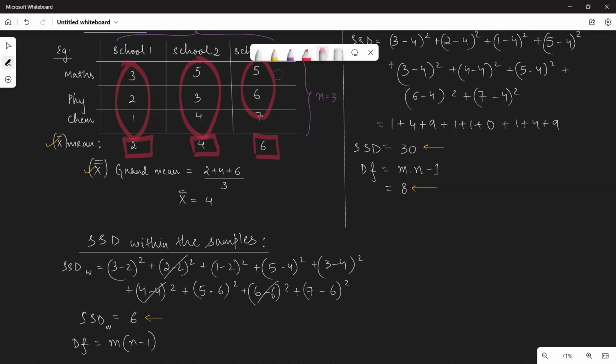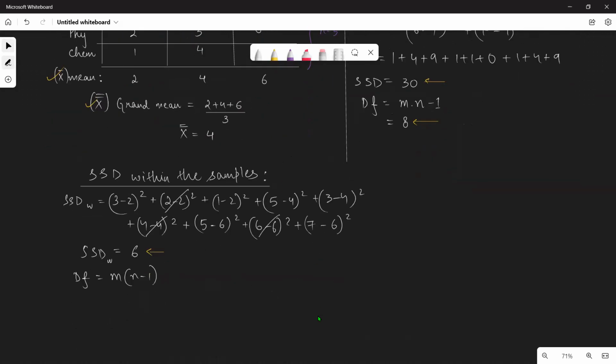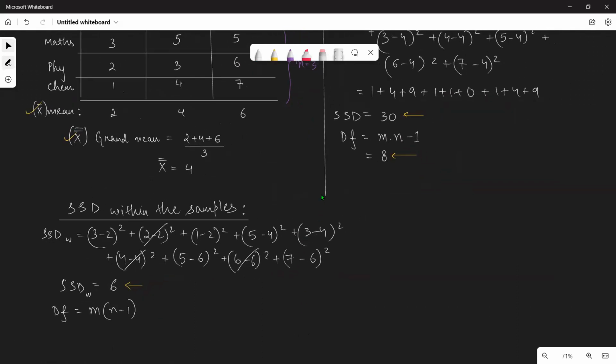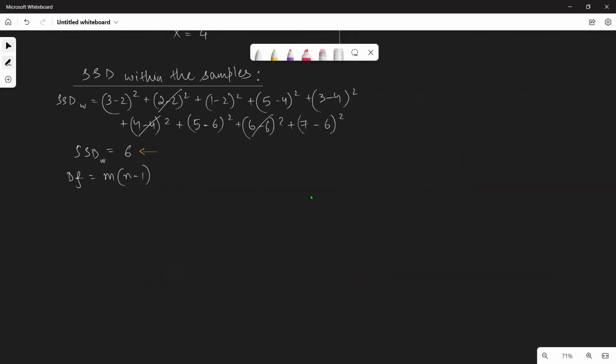Okay, so I think that will be the answer. Just verify that once you are done, Divakar. Now, just like the previous case, here also we shall be computing the degree of freedom. Yeah, I got 6, yes. Okay.